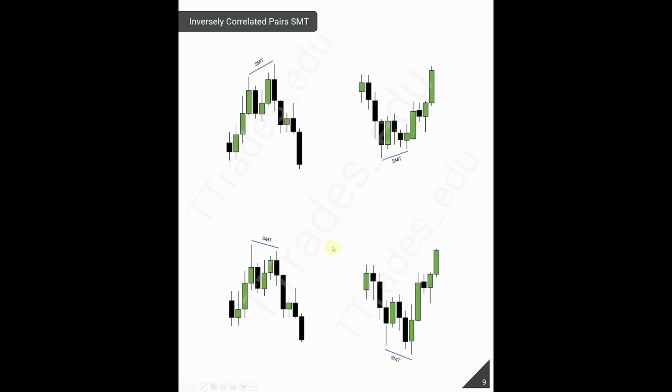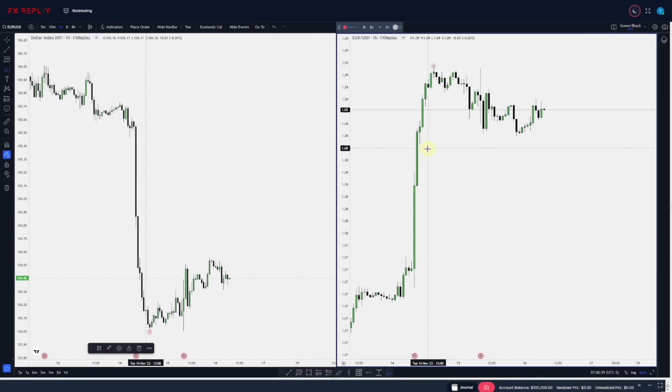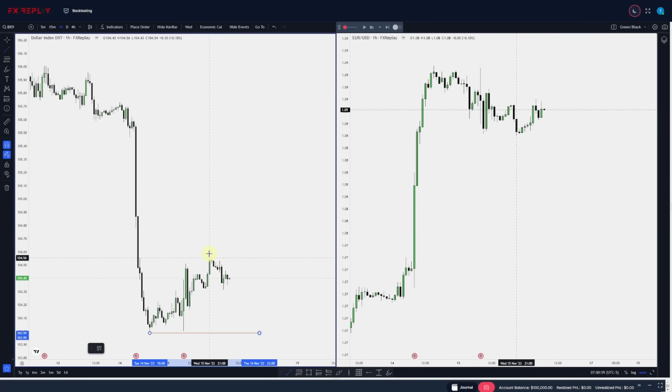So let's hop into the charts and look at a few examples of identifying this. So here we are with a Euro-USD chart and a dollar chart, which are inversely correlated. So if you notice right here, when we put in this low, we'd anticipate a high being put in. We put in a higher low, we'd want to see a lower high. This is the correlation between those. You can see we have a low right here and then a high right there as well. So let's mark out this range and see if we can find any SMTs occurring.